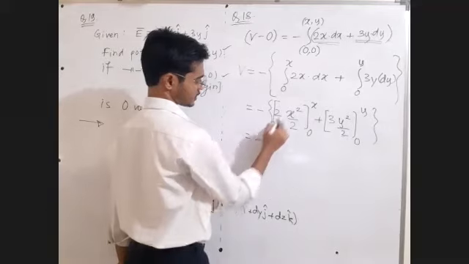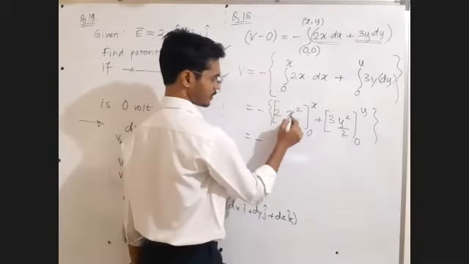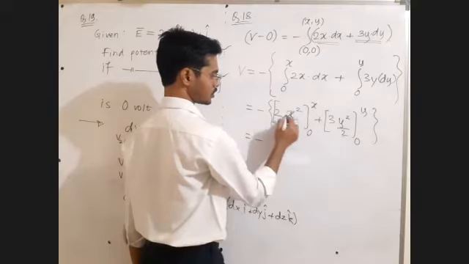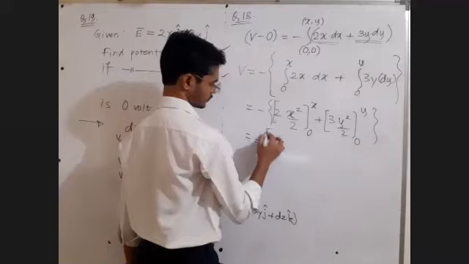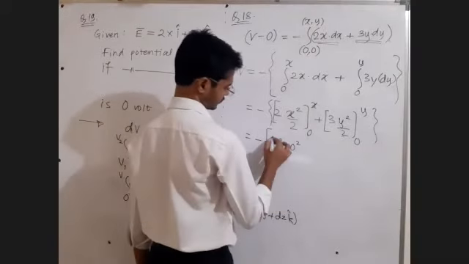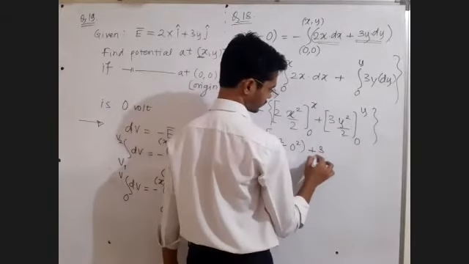This minus sign as it is. The 2 cancels. Upper limit x, so it will become x square. Upper limit x, x square. Lower limit 0, 0 square. So x square minus 0 square is x square. That you can do on your own now. Or let me do it. Upper limit minus lower limit. This 3 by 2 outside the bracket.